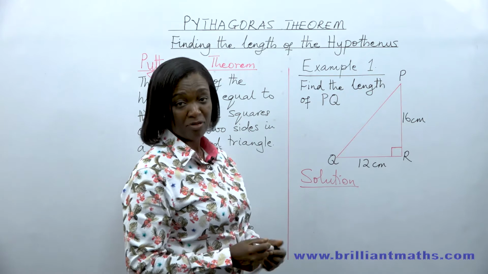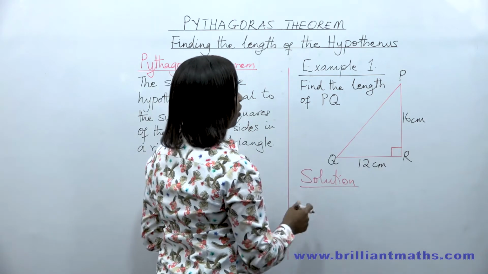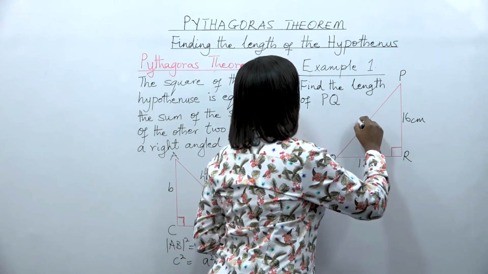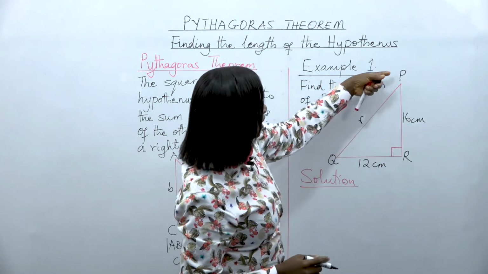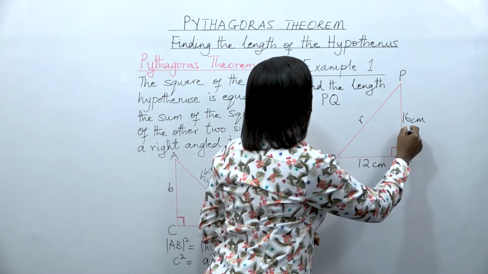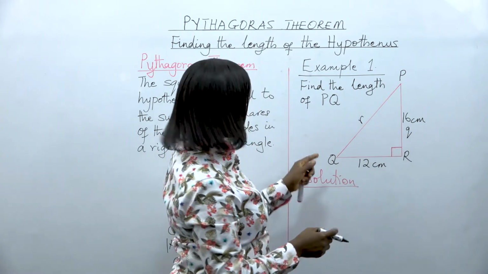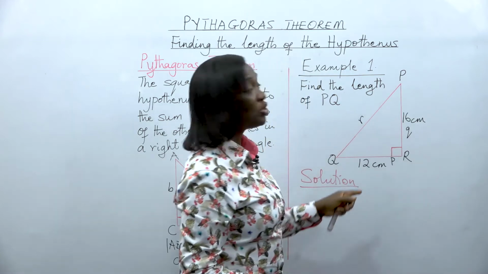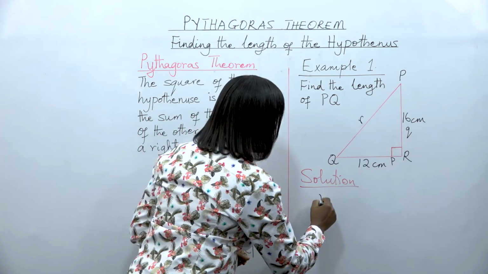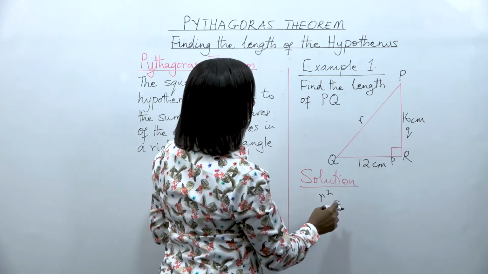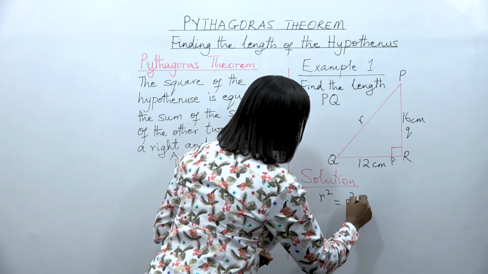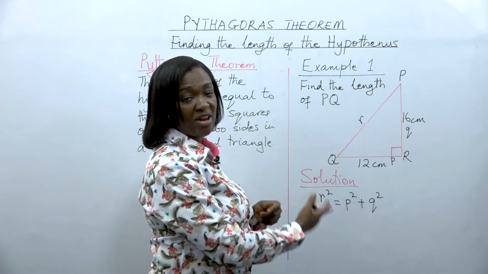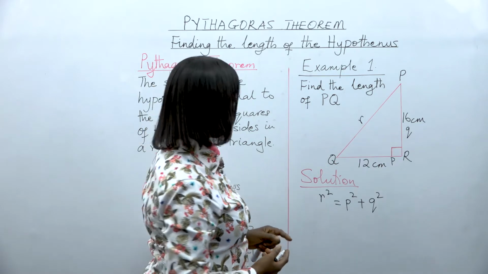So first, let's see if we remember the formula. PQ squared, which I like to call our R. The line PQ is our lowercase r. The line PR is our lowercase q, because that line is opposite angle Q. And the line QR is our lowercase p. So to reproduce the formula, I would write that R squared is equal to P squared plus Q squared. Just to help you begin to familiarize yourself with how to write the formula.